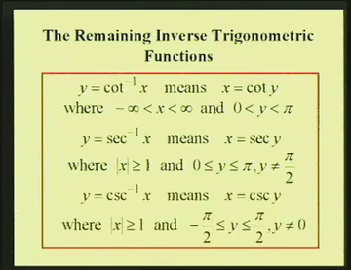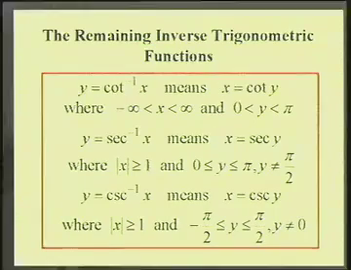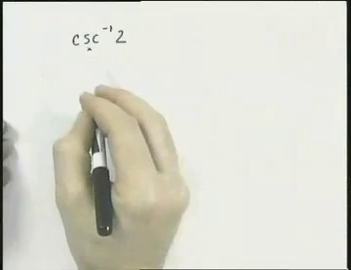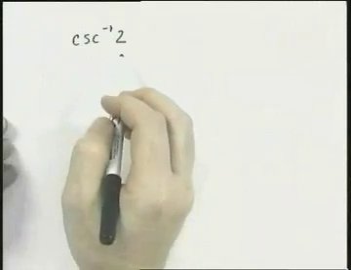Finally, for y equals the inverse cosecant of x, that means x equals the cosecant of y, where the absolute value of x is greater than or equal to 1, and y is between negative pi over 2 and pi over 2 inclusive, but y cannot equal 0. Again, consult the graph. So what we're going to do is find the inverse cosecant of 2.